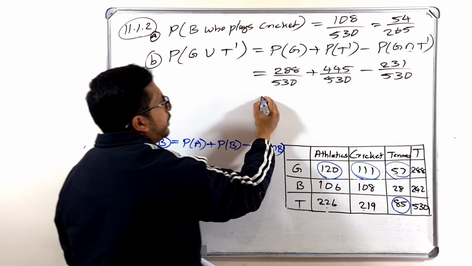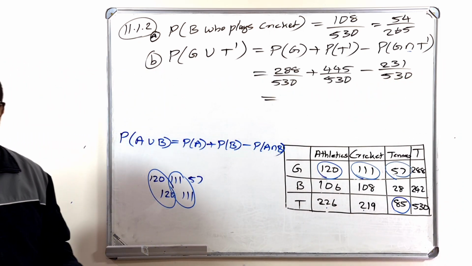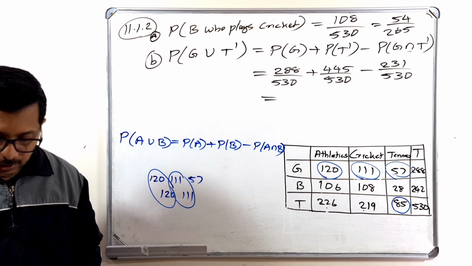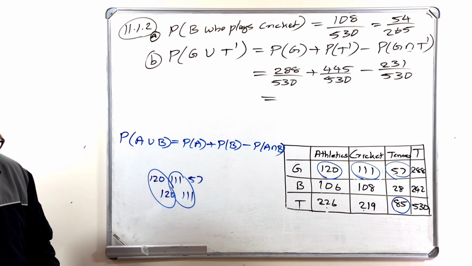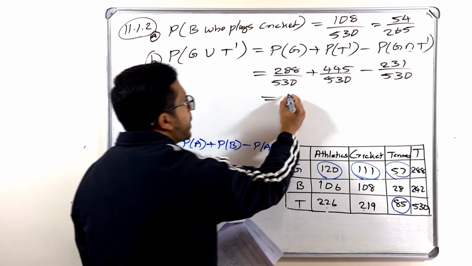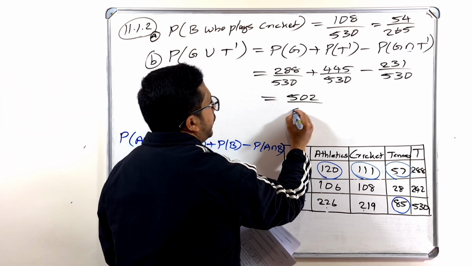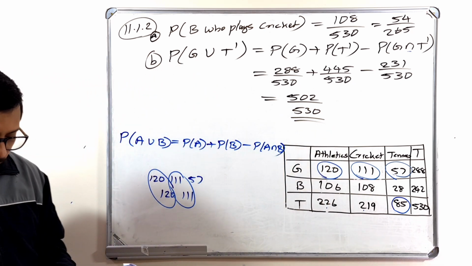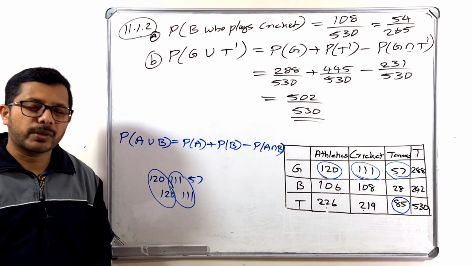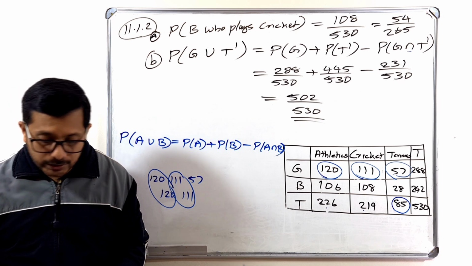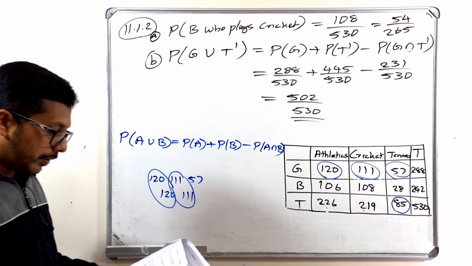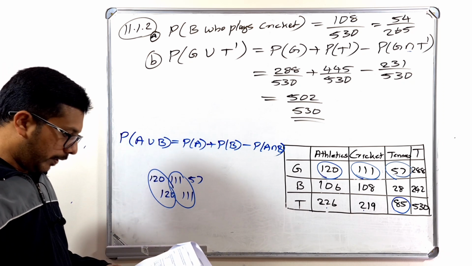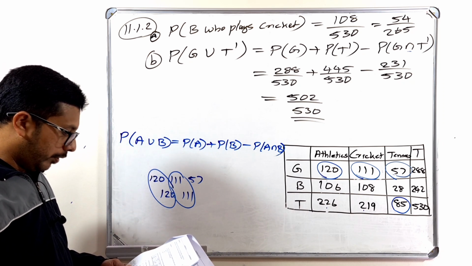Take your calculator, don't waste too much time on the calculation. Try to find the answer. In your calculator you will get 502 divided by 530. You can leave the answer like this, or if you want you can simplify. It's better to write the simplified answer, because maybe they will reduce one mark for the simplification. So anyway, take your calculator and simplify that. So that is question number 11.1.2.